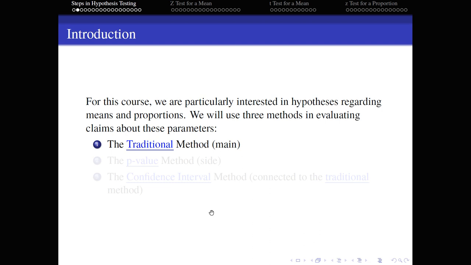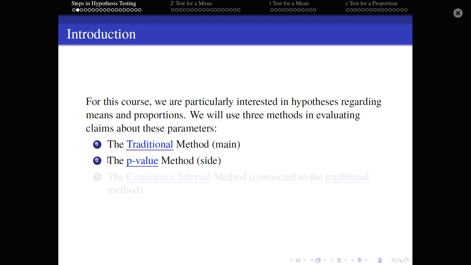Now we're going to talk about the traditional hypothesis testing method. I'm going to briefly touch on the p-value method. Now the traditional method is one that we can do by hand. It's why we focus on it in this course. But once you get into software, the p-value method is actually going to be much more important.